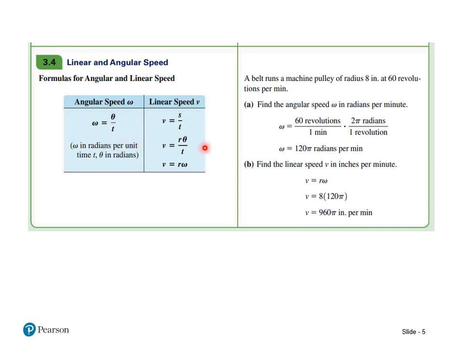And because we have this measurement of theta over t, or angle over time, and we see that in the middle formula, we can substitute in this little w guy, which is actually lowercase omega, the Greek letter omega. And so we can also see that linear speed equals the radius times the angular speed. Again, these are formulas you need to know.